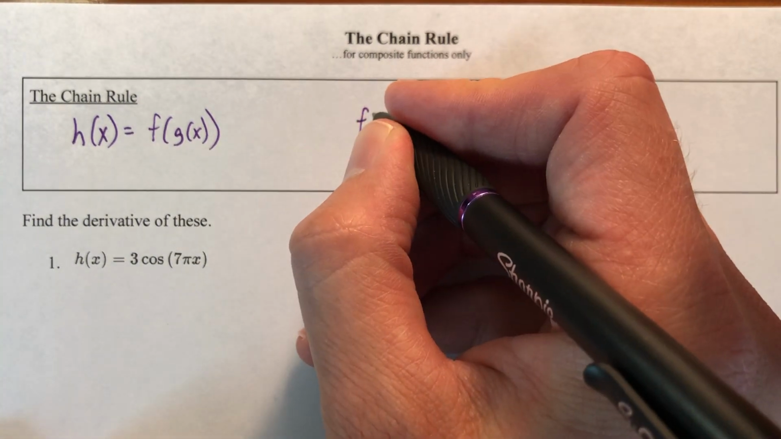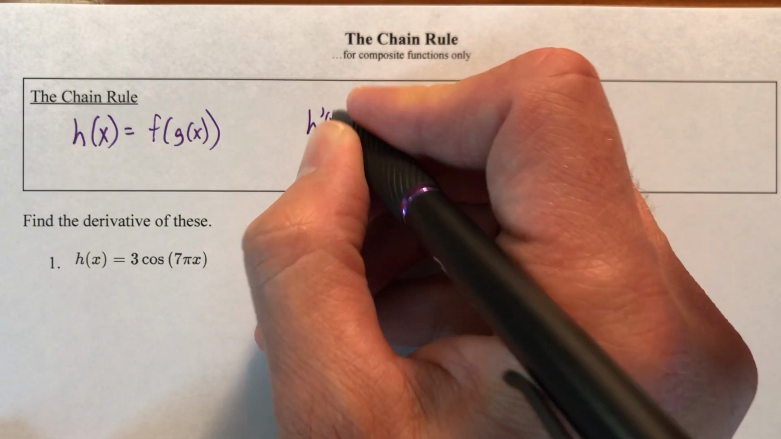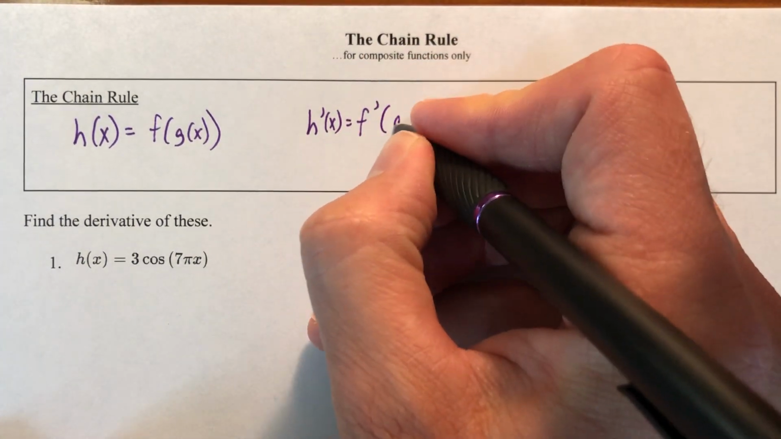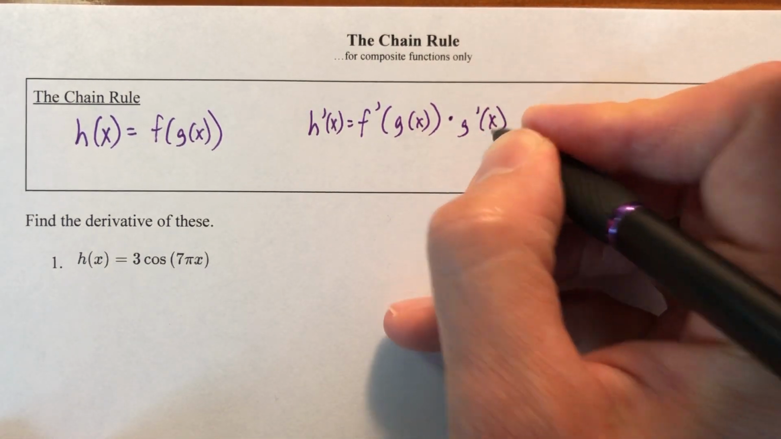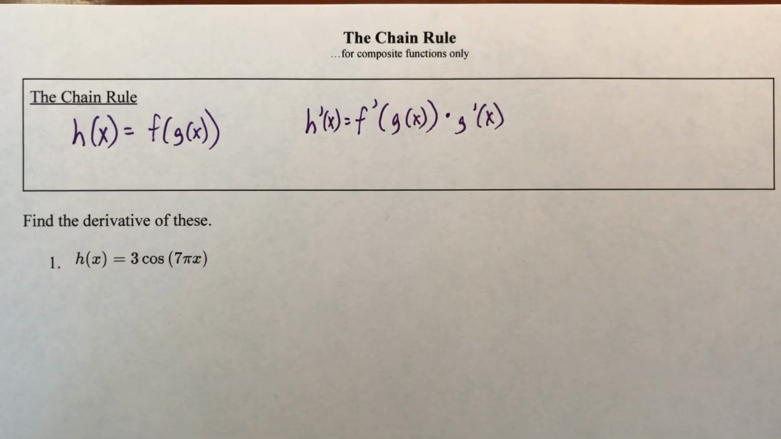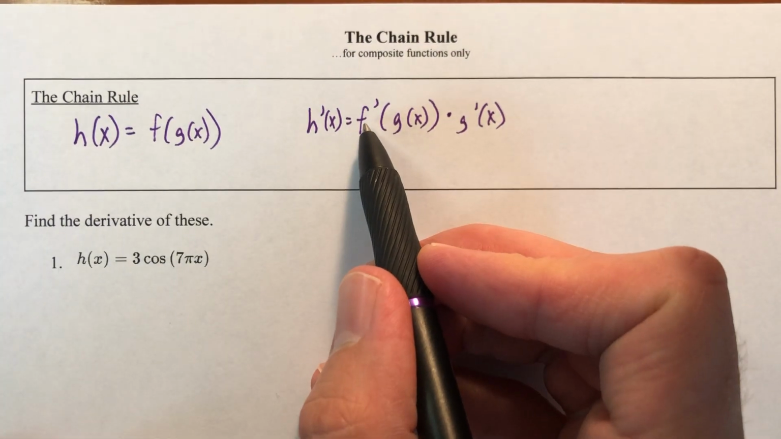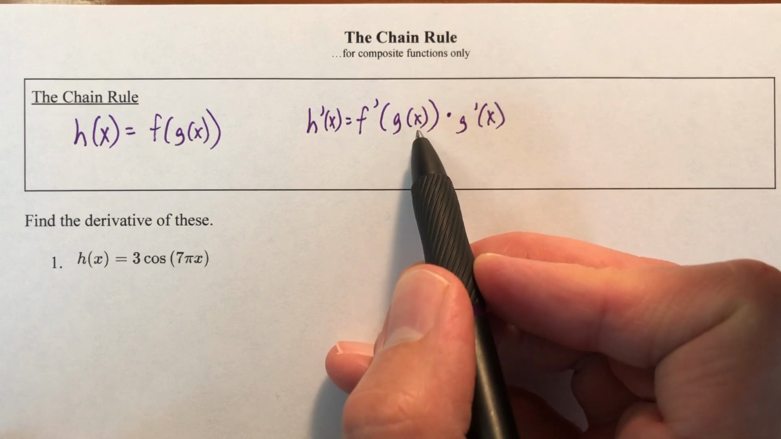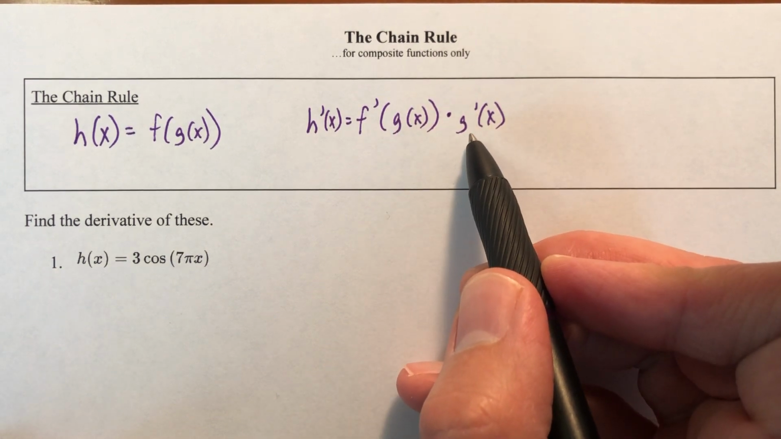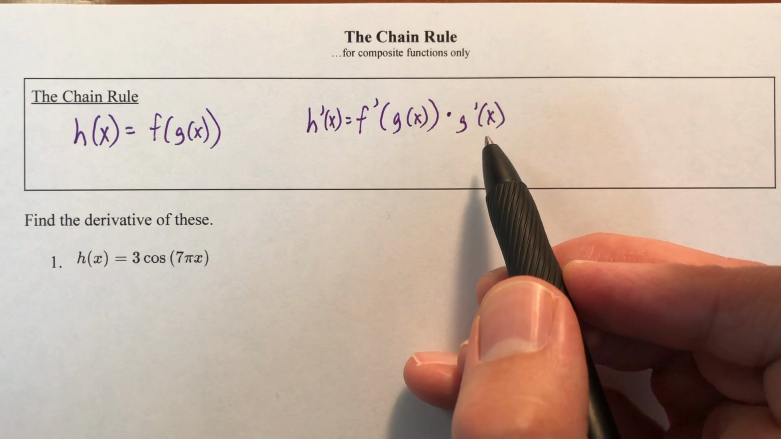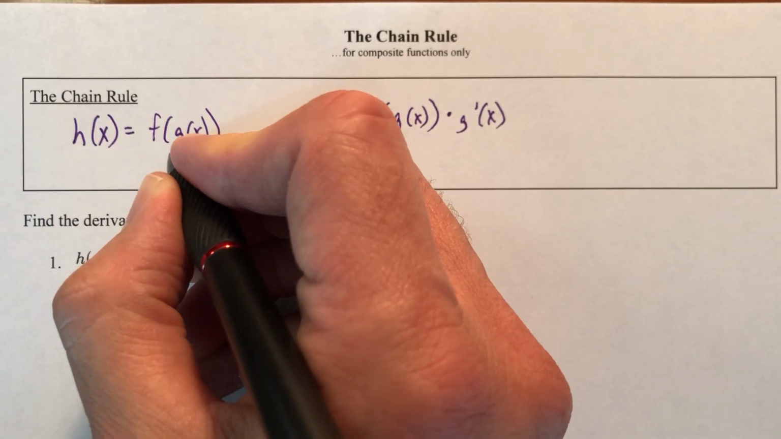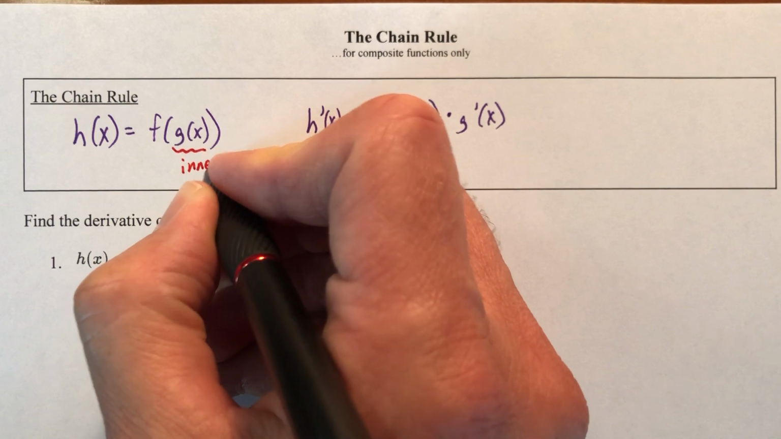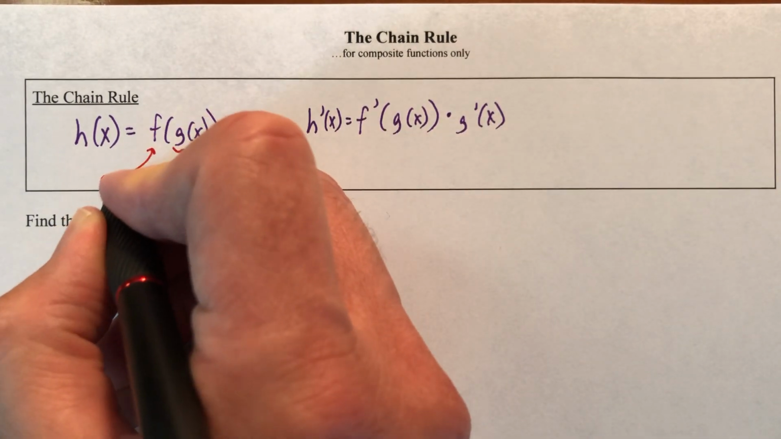Well, the derivative of that, I started writing the wrong letter. Let's start with h prime. H prime would be f prime of g times g prime. So this is the wordy part, but this is how it works. The derivative of the outer function with the inner function intact times the derivative of the inner function. So it is worth noting that g is the inner function and f is the outer function.